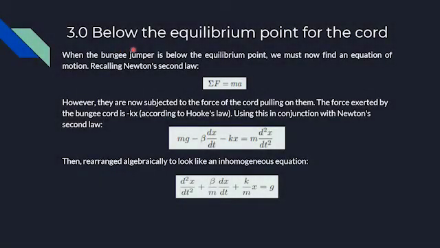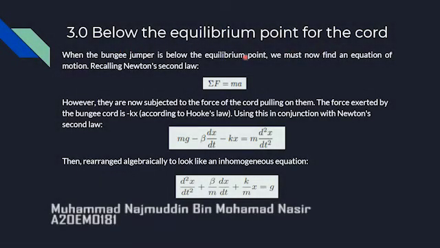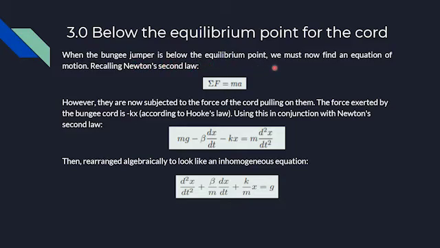Now we proceed to below the equilibrium point for the bungee jumper. When the bungee jumper is below the equilibrium point, we must now find an equation of motion. We recall Newton's second law, F equals ma. However, they are now subjected to the force of the cord pulling on them.